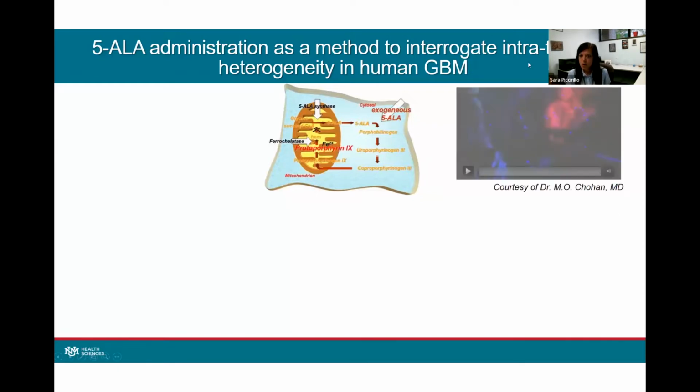And this is a video, thanks to Dr. Chon, that shows you exactly this. So this is a glioblastoma of a patient who got administered with 5-ALA. And so if you again use a fluorescence microscope in the operating room, you now start seeing that all the tumor tissue becomes pink, and that can guide the neurosurgeon to perform a better resection.